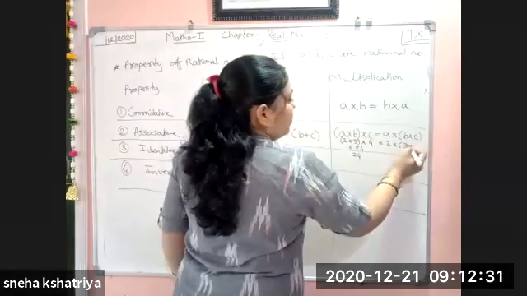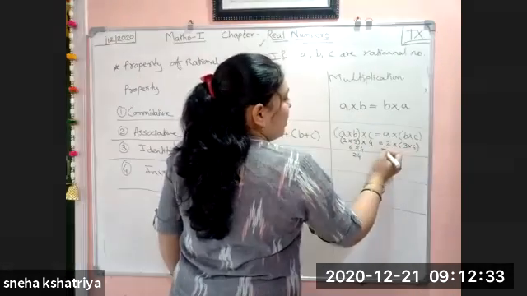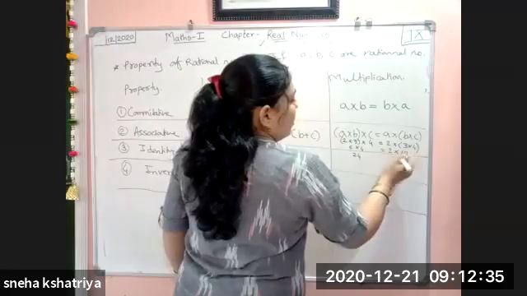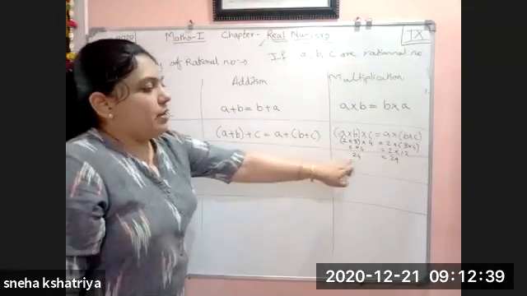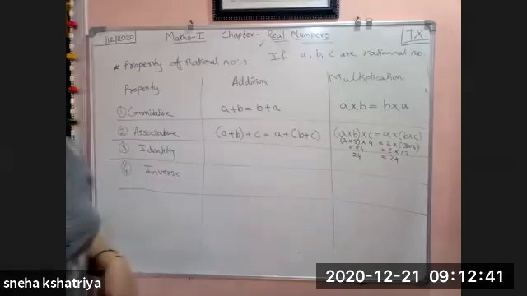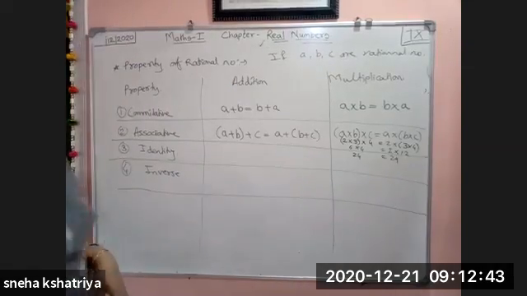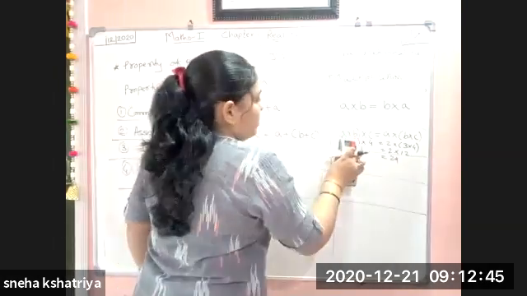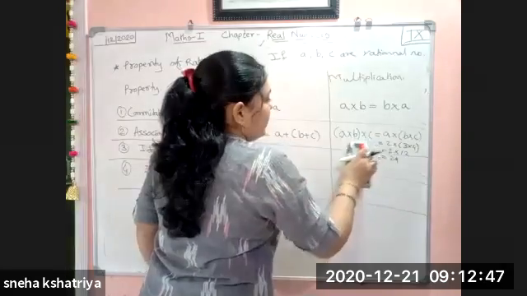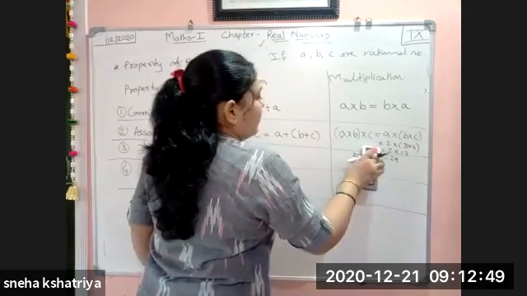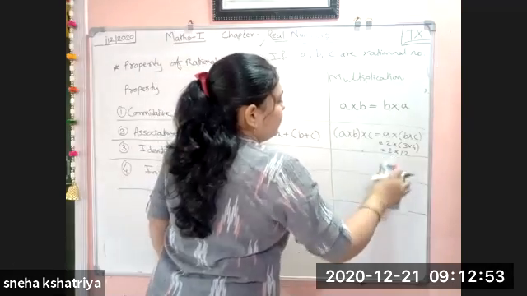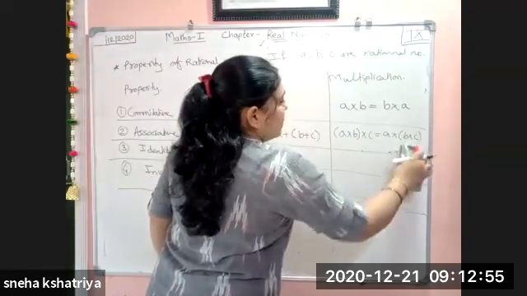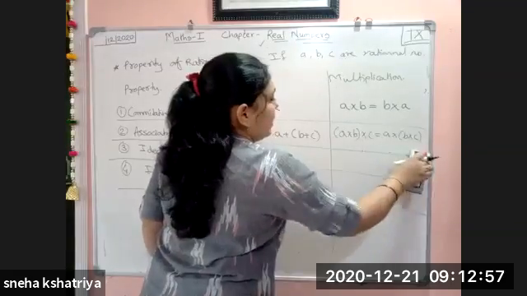3 into 4. 3 4s are 12. 12 2s are 24. Again the value is the same. Here is also 24, there is also 24. So see here that the sequence doesn't matter in multiplication and addition. Whatever the sequence might be, that doesn't matter. I'll drop this example because we have to see the next property.